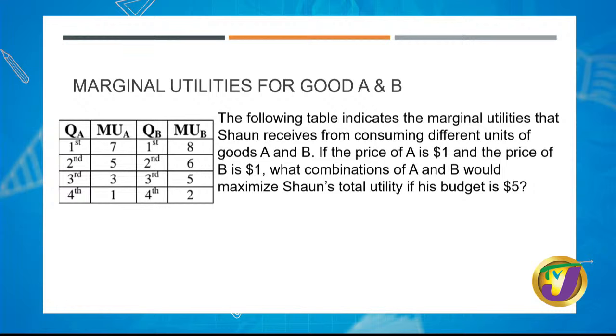For good A, we have the first, second, third, and fourth units. That's in the first column. In the second column, we have the marginal utility of good A, which is 7, 5, 3, and 1. In the third column, we have the second good, which is good B, and we have the quantities being the first, second, third, and fourth.